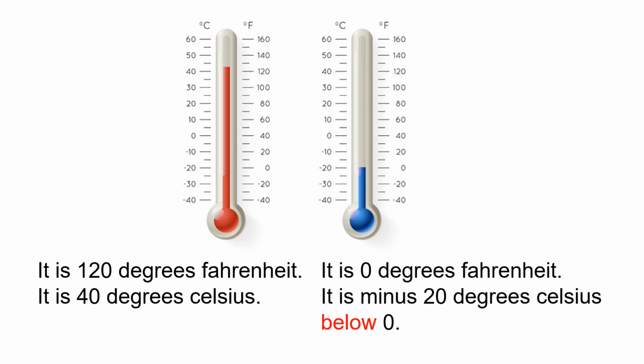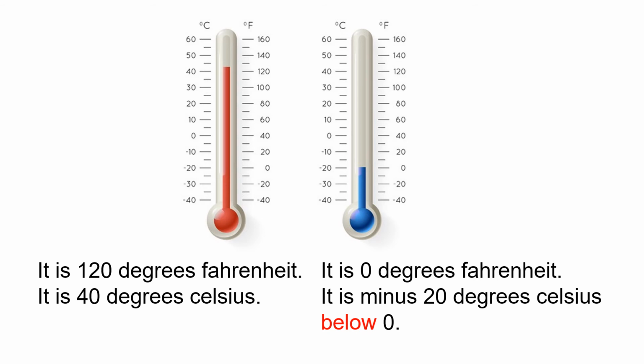Now, let's take a look at these two other sentences. It's for the thermometer that shows us that it's very cold. Let's read the first sentence. It says, it is 0 degrees Fahrenheit. That's the first sentence. Now, let's continue with the second sentence. It says, it is minus 20 degrees Celsius below 0. Below means bajo cero.